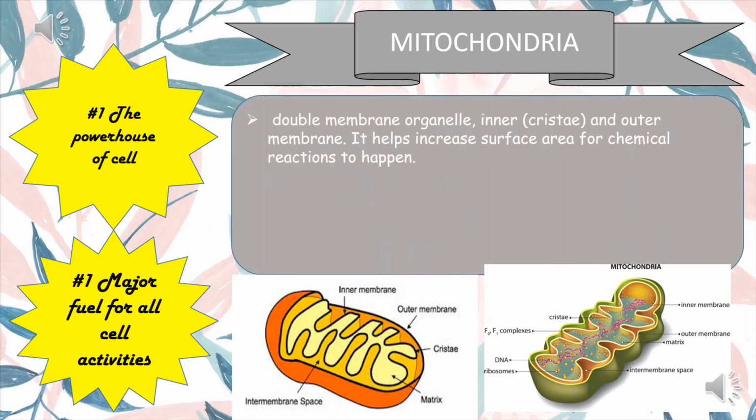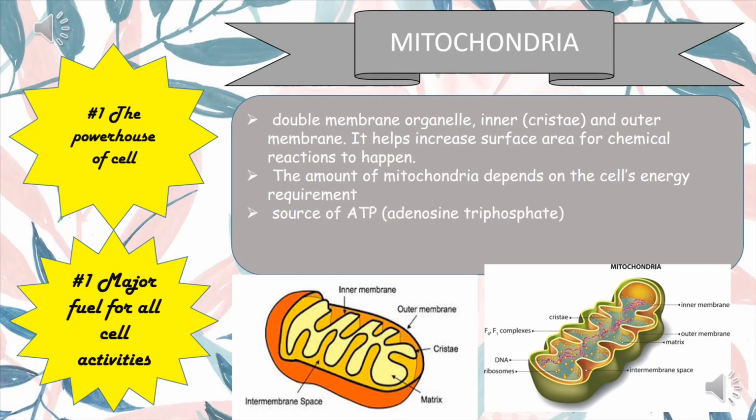Mitochondria is a double membrane organelle, with the inner membrane called cristae and the outer membrane. The membranes help increase its surface area for chemical reactions to happen. The amount of mitochondria depends on the cell's energy requirement. As I said, it is the source of ATP, adenosine triphosphate. Mitochondria requires oxygen to break down food, glucose, in aerobic respiration.